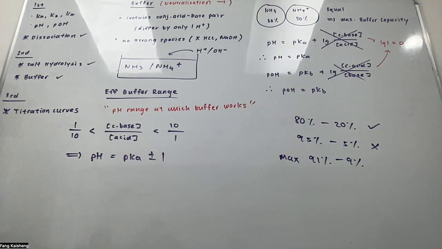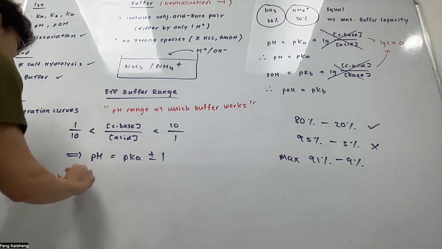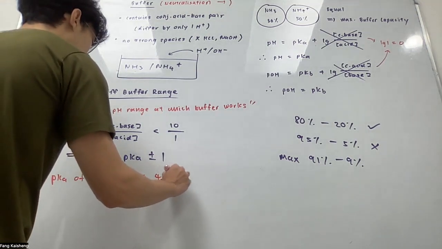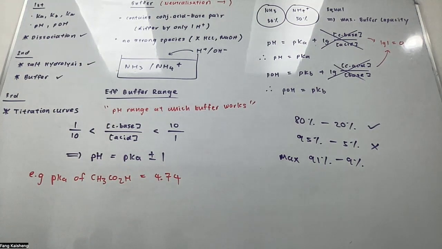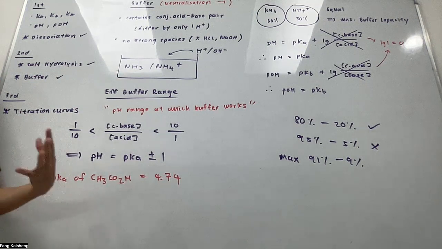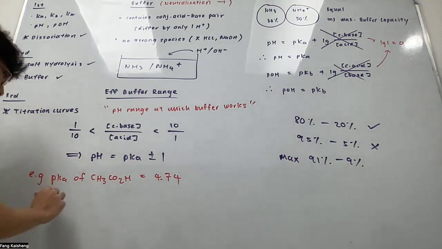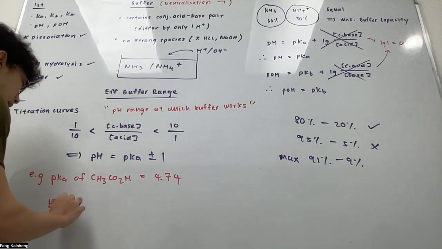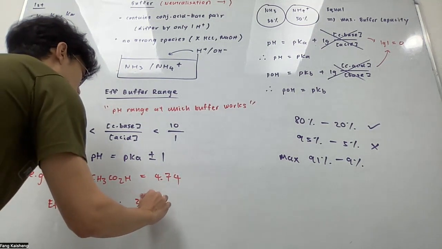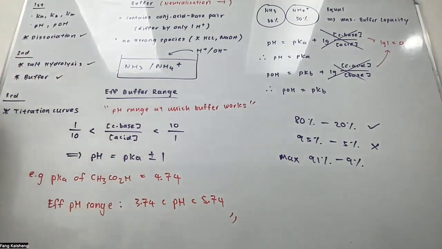Let me give you some examples. Please write these examples down. For example, the pKa of ethanoic acid is 4.74. Can someone tell me, for a buffer containing ethanoic acid and its conjugate base, what is the range of pH where it's a buffer? 3.74. Okay, exactly. So the effective pH range of a buffer is 3.74 to 5.74. Can you see it's plus minus 1?